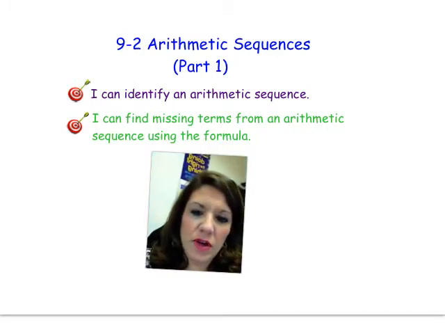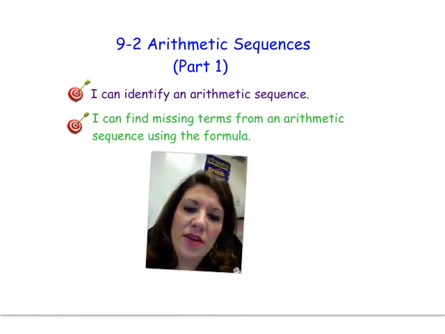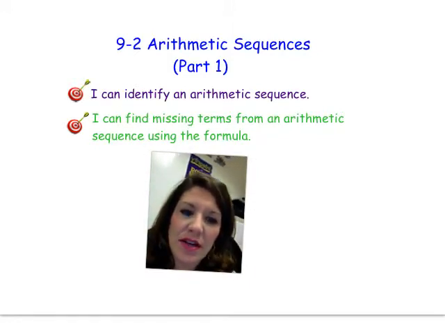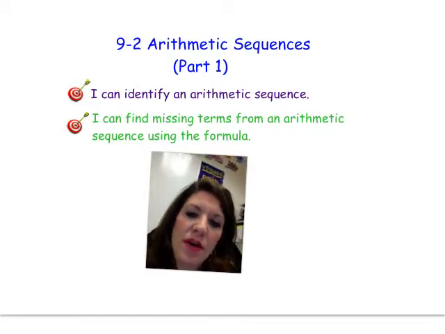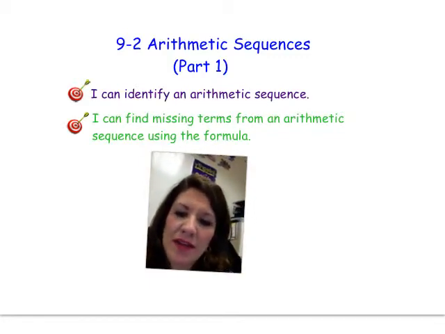Hello class, and welcome to your new unit. This unit is on arithmetic and geometric sequences and series. Our first lesson is lesson 9-2 out of the textbook, and the title is Arithmetic Sequences.